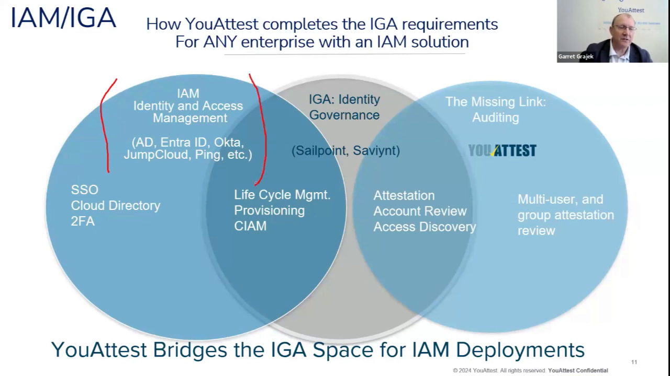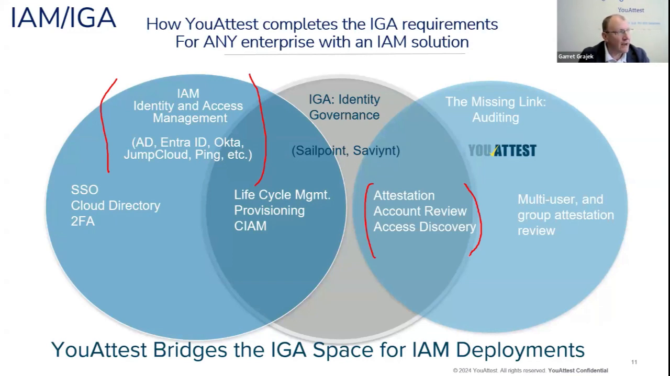We love the IAMs. We don't care. And today we're going to go over AD. But if you have Entra AD, Azure AD as it was called, Okta, JumpCloud, Ping, etc., we plug right into those. Okay? And what do we provide? We provide you the attestation and account review and access discovery. Access discovery is really big.